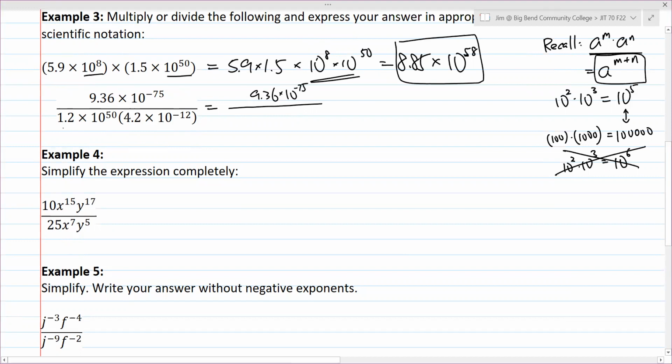When you have multiple scientific notations in one line, so we have 1.2 times 4.2, and then we have 10 to the 50 times 10 to the negative 12. Okay, so let's take a look. 1.2 times 4.2 can be done by the calculator, and the calculator is allowed. And then we got 5.04 on the denominator.